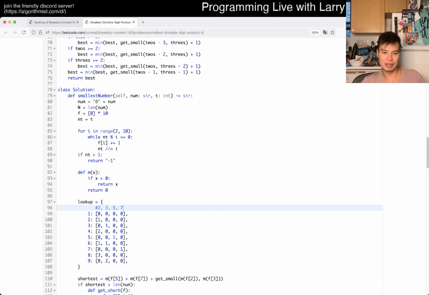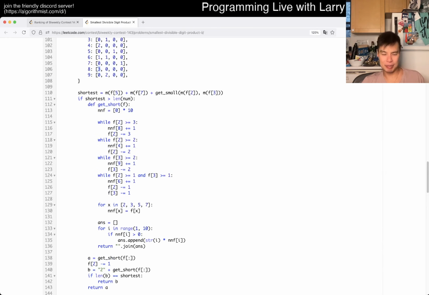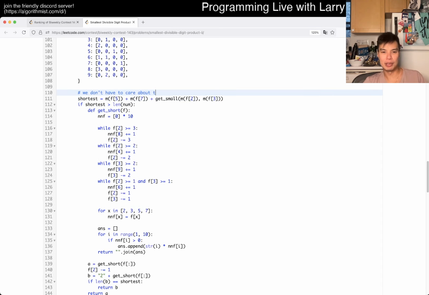Of the factors, you can see that this is 2 to the 2, this is 2 times 3, this is a 7, this is 2 to the third power, right? Just lazy. And then here, I have this shortcut. It turns out that if your min is too big, then you can do this in a greedy way, kind of. Basically this part is saying that we don't have to care about the input num because the smallest number we can create already has too many digits. That's what this one is trying to do.